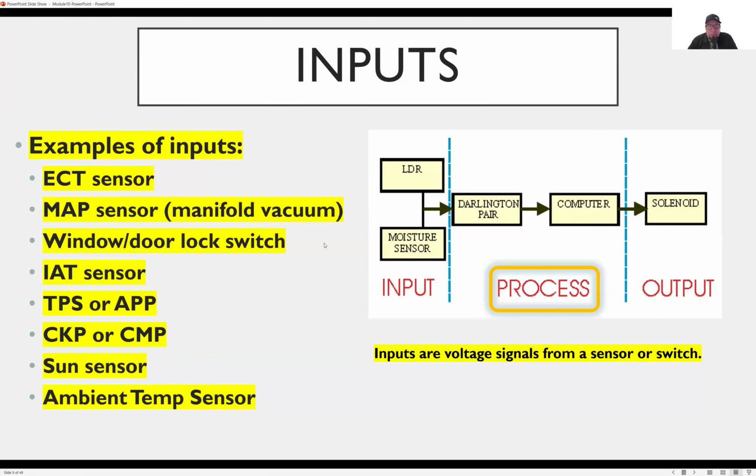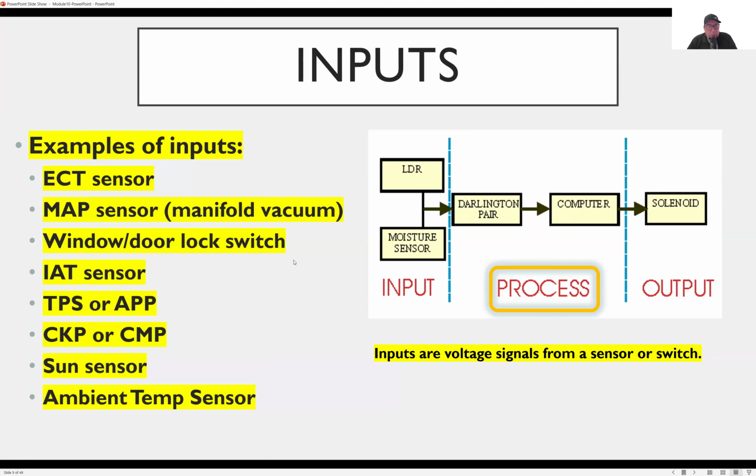Now, inputs. These are just examples of some inputs. There are way more inputs than this, but these are the most common ones that you'll see on most vehicles. ECT, which stands for engine coolant temperature sensor. MAP, which is the manifold absolute pressure sensor, which is your vacuum. Think of driving up a hill versus driving down at sea level. That's going to change a lot, because there's much less pressure at altitude when you're high in the mountains.